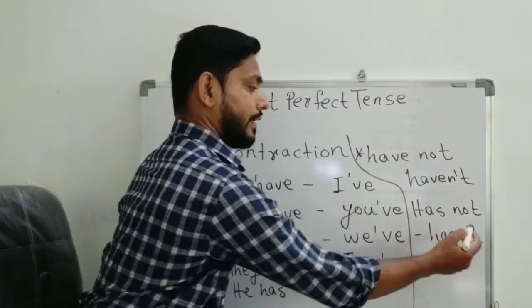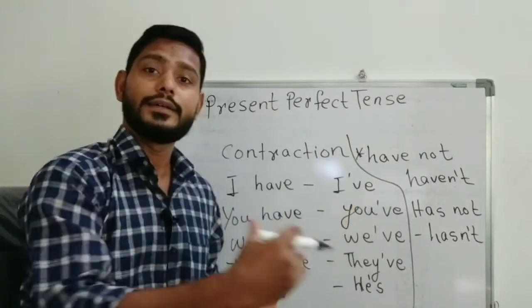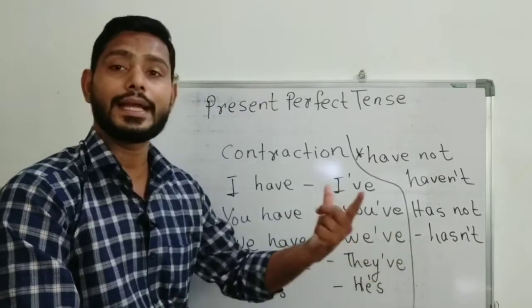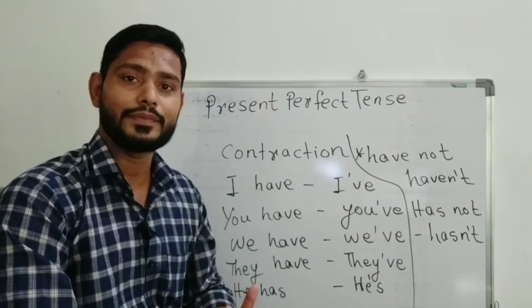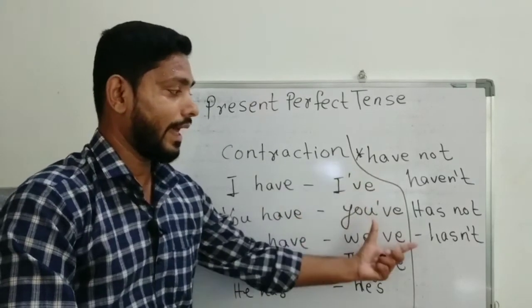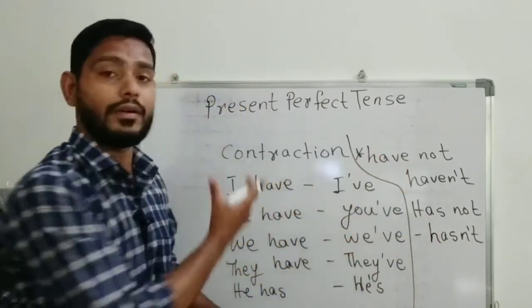Hasn't. This is something very, very important to practice by writing more. Haven't, hasn't. She hasn't called me yesterday. I haven't completed the work. Haven't, hasn't. So this is the correct use of the negative form of the contraction.